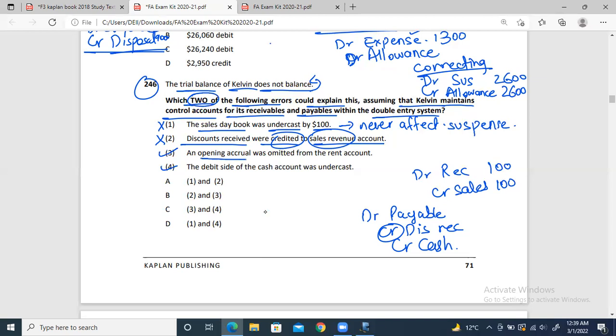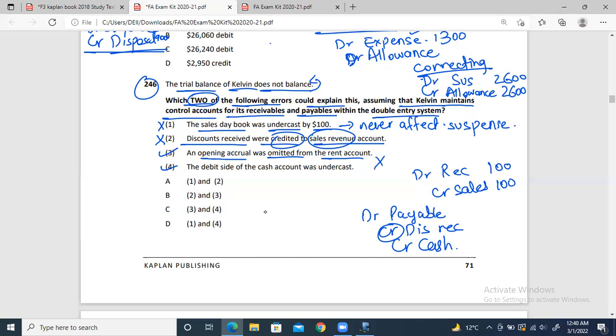An opening accrual, we have studied accrual and prepayment, so that means it's basically telling about opening liability, because accrual is a liability, we have studied, right? An opening accrual was omitted from the rent account. We have just studied the detail of this. If the opening balance of any account, either it's liability, expense, purchase, sales, anything, is not available, obviously the closing balance will be wrong as well. And if the closing balance is wrong, the extraction error will occur over here. During the extraction, the amount will be wrong. So options 3 and 4 will definitely be wrong over here.